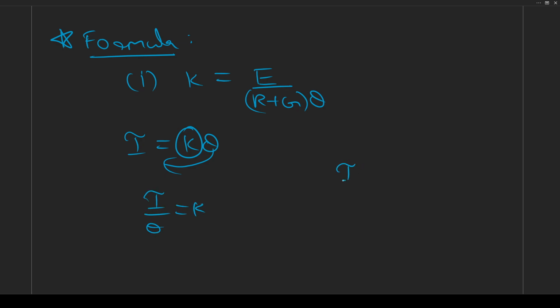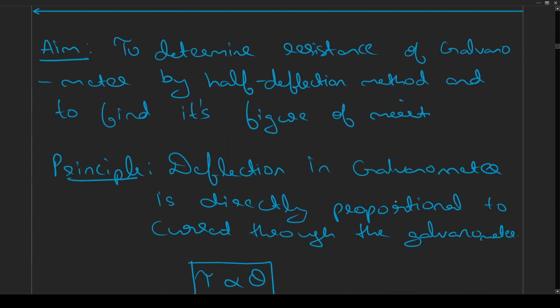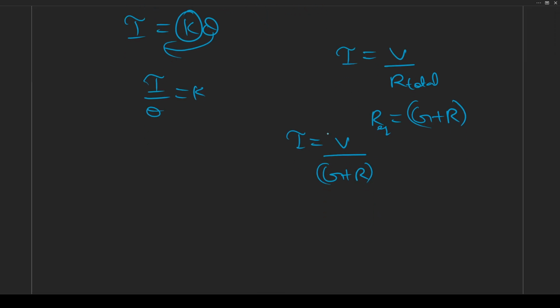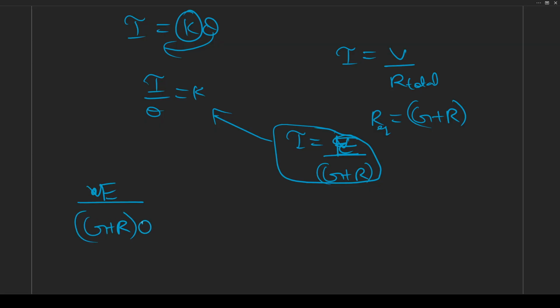We know from Ohm's law that I is equals to V by R, and in our circuit here, R total or R equivalent is equals to G plus R. So I is equals to V by G plus R, or R plus G. So if we substitute this value here in this equation, V can be written as E actually, since that is what they are using here, we get E by (G plus R) into theta, which is equals to figure of merit.